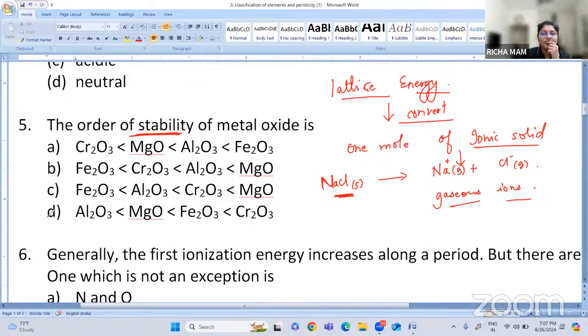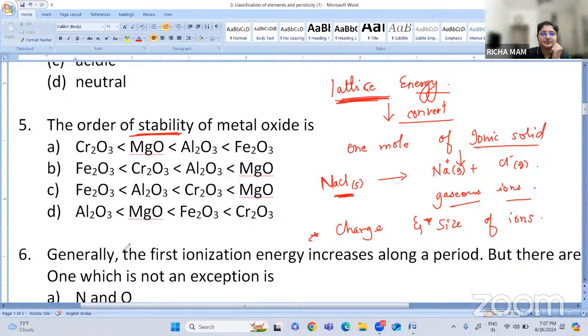Now, when we are talking about the stability of metal oxides here, it is directly related to lattice energy. And our lattice energy depends on what? Remember these 2 points. It depends upon the charge and size of ions. So lattice energy depends on the charge and size of the ions. Now, when we see the charge and size of the ions.